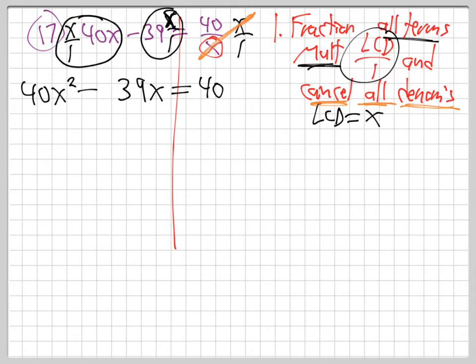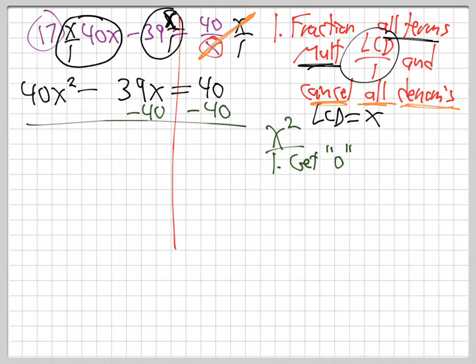Jump in. Time is running. So now for x squared, step 1 is get a 0. So it's like we change gears. Get a 0. So what am I going to do to get a 0? Subtract the 40 from both sides. Exactly. So it'll become 40x squared minus 39x minus 40 equals 0.